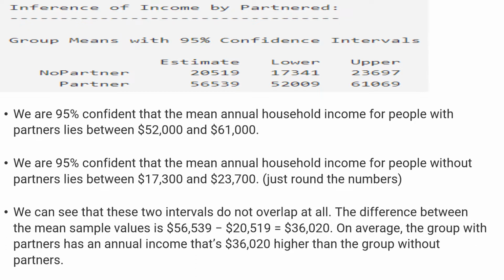We can see that these two intervals do not overlap at all. So the difference between the mean sample values is 56,539 minus 20,519. People, this is basically the most important thing that you have to focus on, and that will give us 36,020. So on average, the group with partners has an annual income that is 36,020 higher than the group without partners. And the reason why we can be so confident is because there was no overlap.